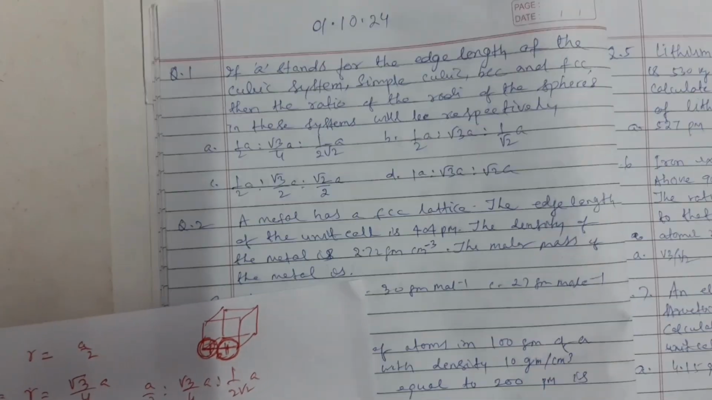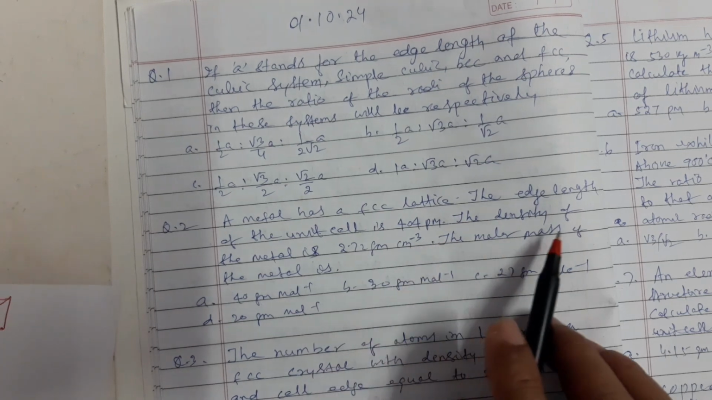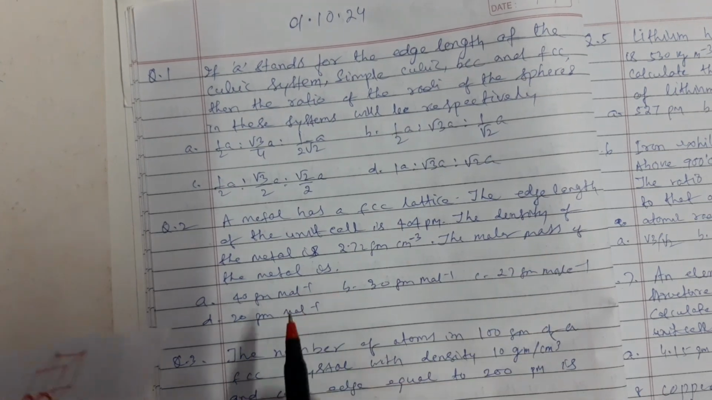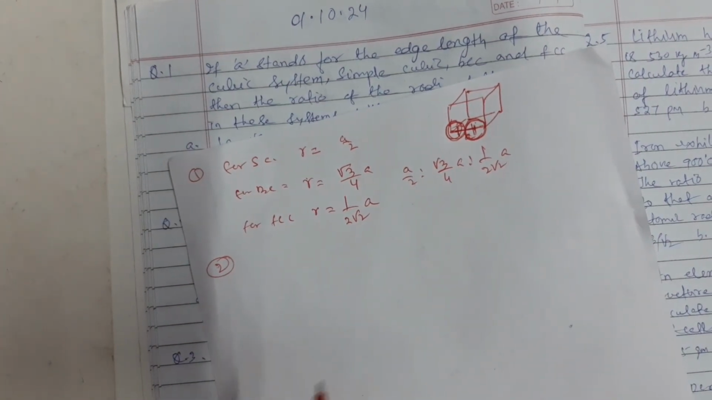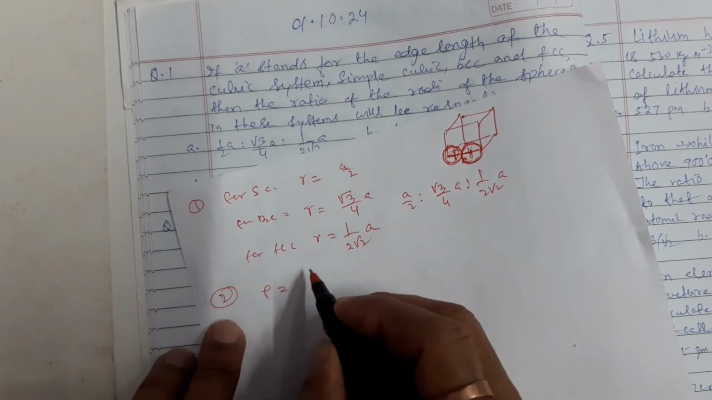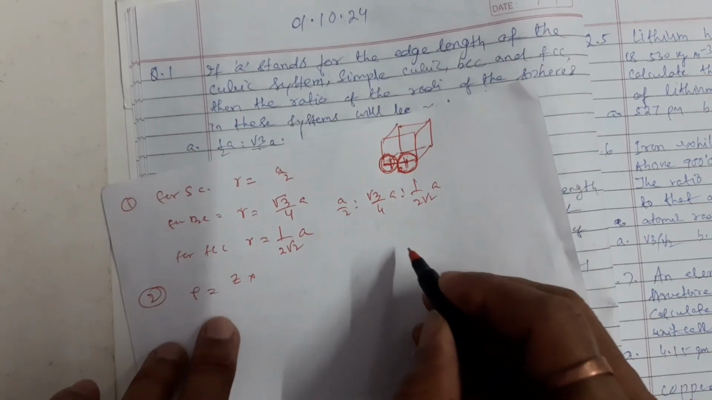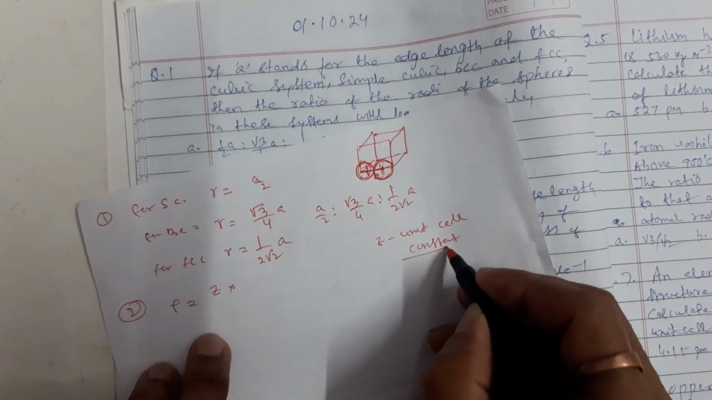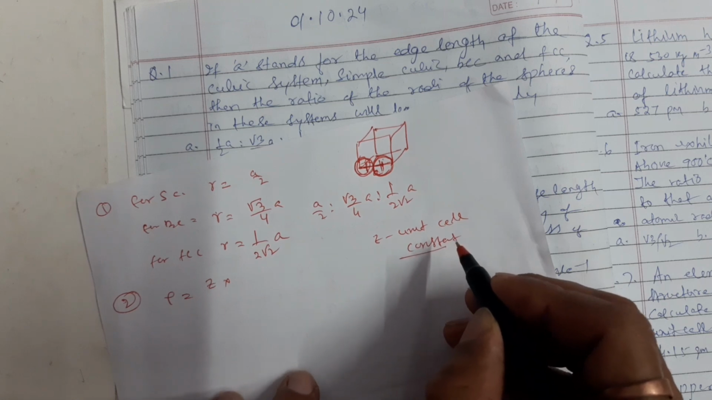Next, a metal has FCC lattice, the edge length of the unit cell is 404 pm. The density of the metal is 2.72 gram per cm cube. The molar mass of the metal is what? For question number 2, you put the formula. The density is Z. What is Z? Z is known as the unit cell constant, that means the number of particles present per unit cell.